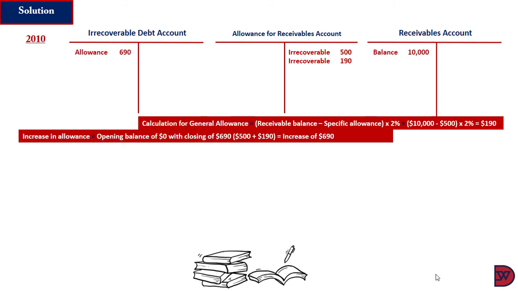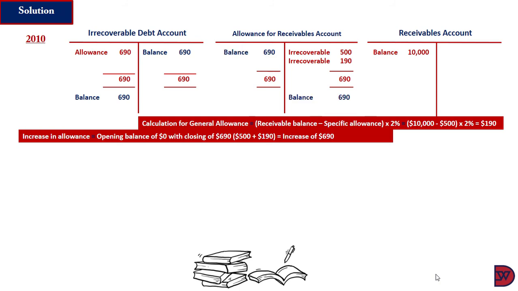Let's start with the irrecoverable debt account. We draw total lines on both sides of the account. We put 690 in the total lines because it's bigger. We come to the smaller side and find the balance, which is $690. Move it to the debit, which is the opposite side. Come to the allowance for receivables. Draw total lines on both sides of the account. Put 690 in the total lines. Come to the debit, which is the smaller side. Find the balance, which is $690. Move it to the credit below the total line.